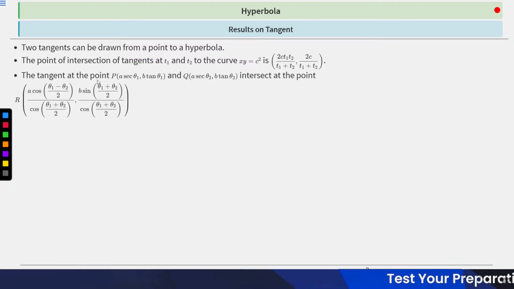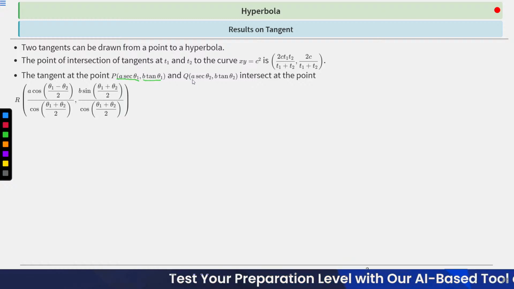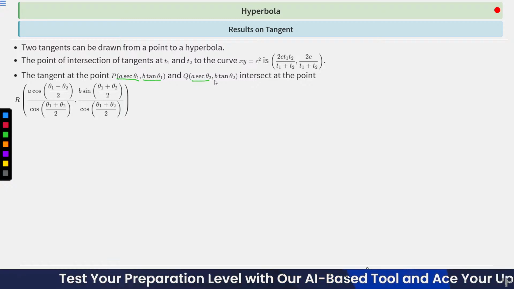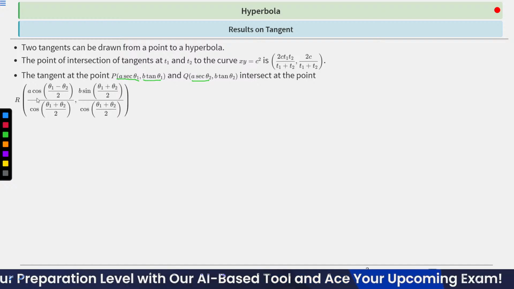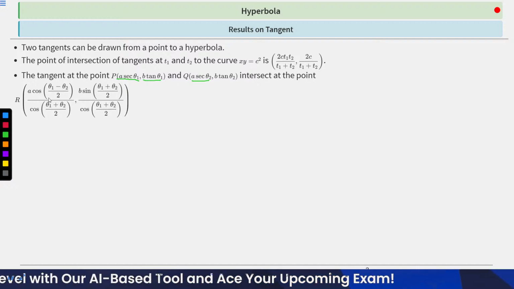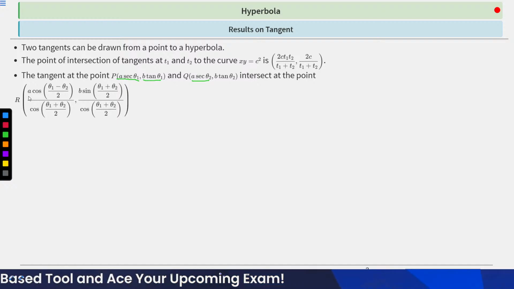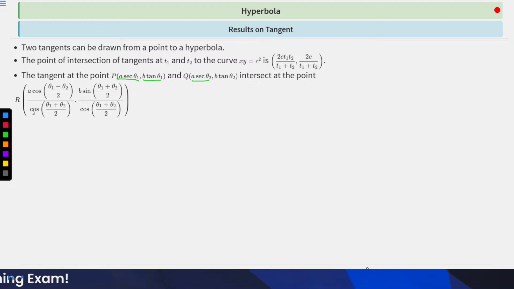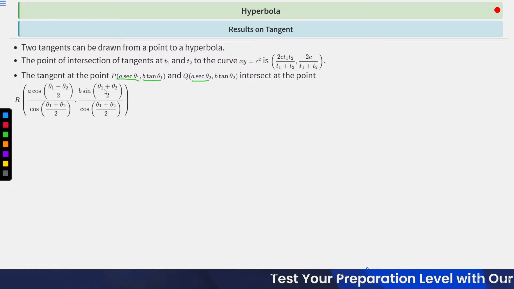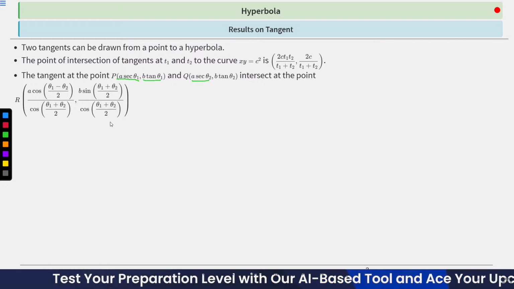The tangents at the points P (a sec theta1, b tan theta1) and Q (a sec theta2, b tan theta2) intersect at the point R, where the x ordinate is a cos of (theta1 minus theta2) divided by 2, divided by cos of (theta1 plus theta2) divided by 2, and the y ordinate will be b sine of (theta1 plus theta2) divided by 2, divided by cos of (theta1 plus theta2) divided by 2.